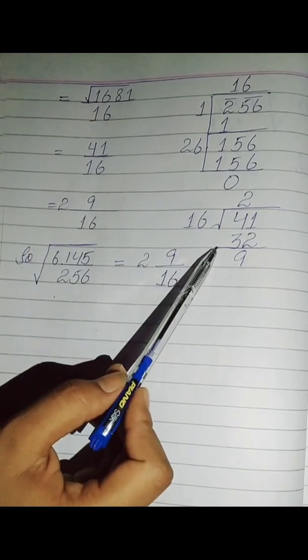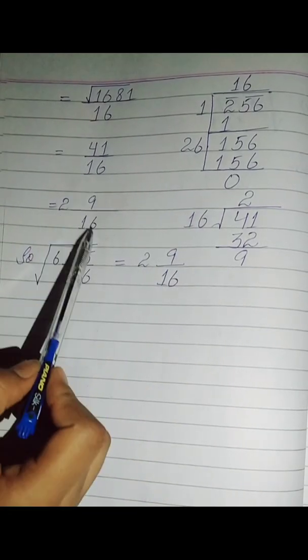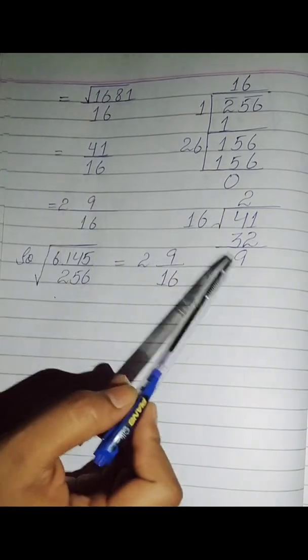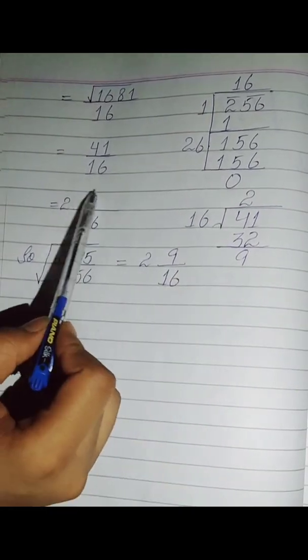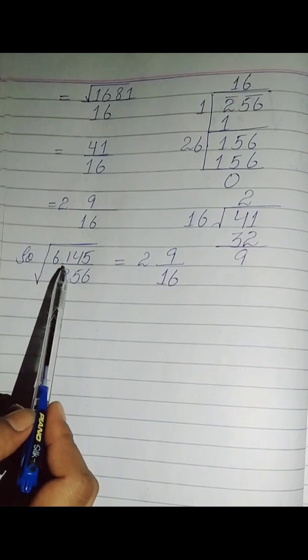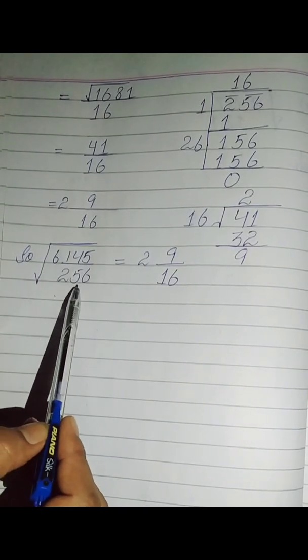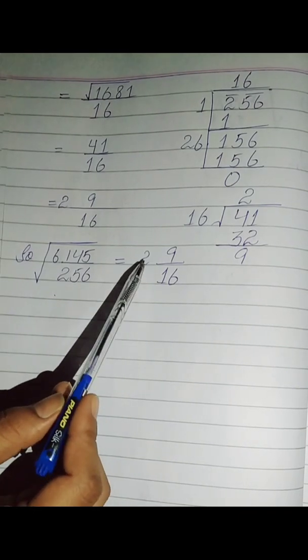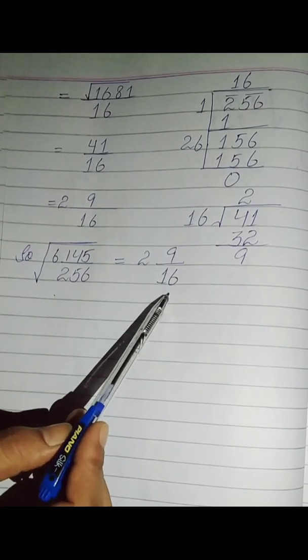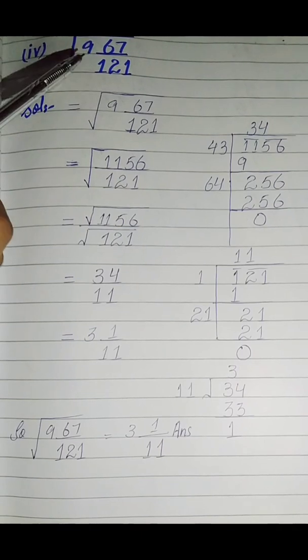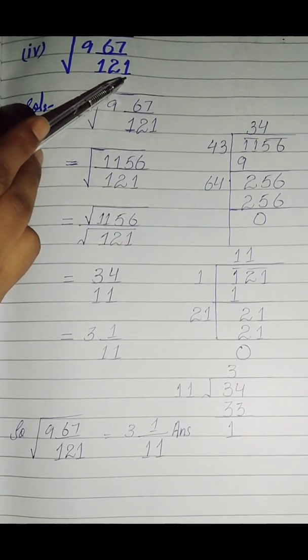So in the form of fraction, we have 16 as denominator, 2 is here, and 9, which is a remainder, right here. It means that the square root of 145 divided by 256 is equal to 2 9 by 16. The next question we have 9 67 by 121.